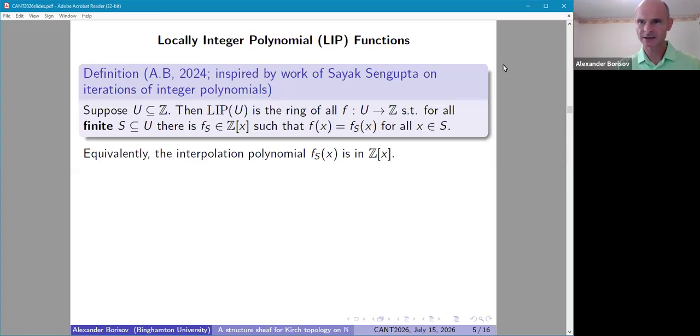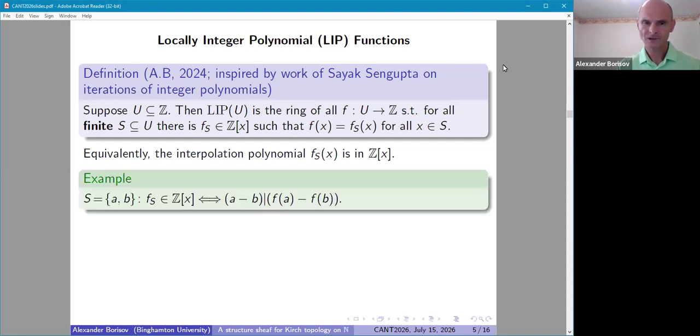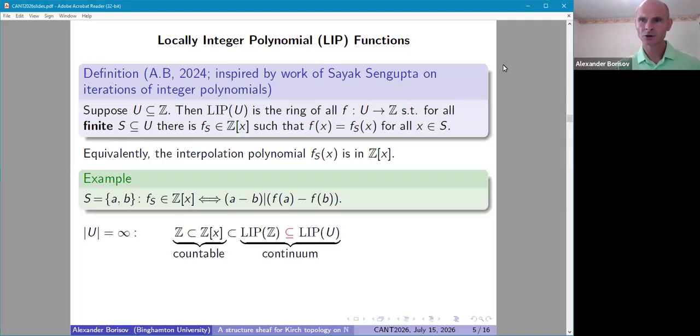Equivalently, the interpolation polynomial is in Z[x]. So if some polynomial works, the interpolation polynomial works. What kind of properties on the function does it give? If the set has just one element, because we require the output to be in Z, it's automatic. If the set is two elements, a and b, then it's a classical condition: the difference of inputs divides the difference of outputs. And you get more complicated conditions for bigger sets.